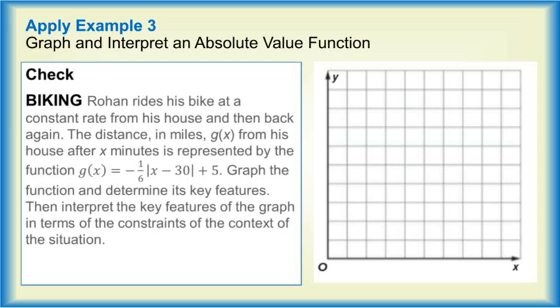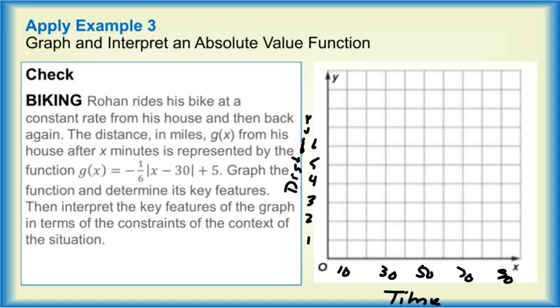So the first thing we need to do is determine how we're going to label our axes. The time is going to be our x, and let's count those by tens. So this would be 10, 20, 30, 40, 50, 60, 70, 80, 90. And then our y axis would be our distance, and we will count those by ones. This would be 1, 2, 3, 4, 5, 6, 7, 8, 9, and 10.